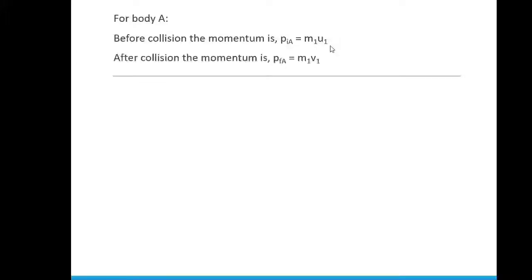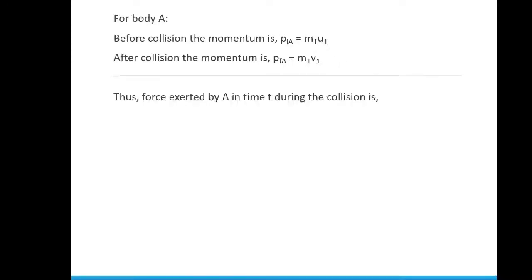So now let us look at what is the law of conservation of momentum. For body A, the first body, before collision the momentum is P subscript I A, where I is initial momentum of body A, equal to m1 u1. The initial momentum of the first body is m1 u1. After collision, the velocity changed, right? So after collision its momentum is Pfa. Final momentum of body A, Pfa, is equal to m1 v1, where v1 is the final velocity.